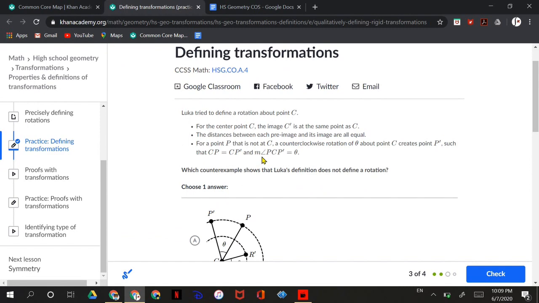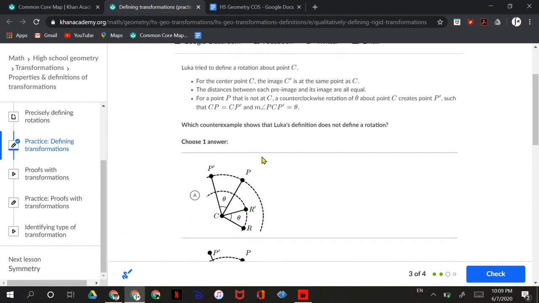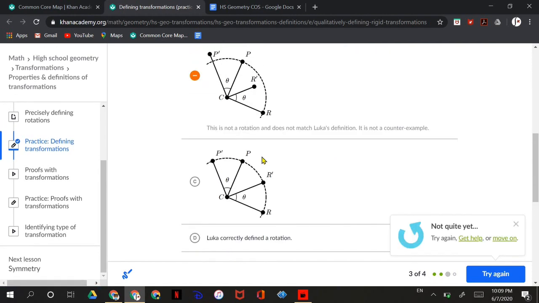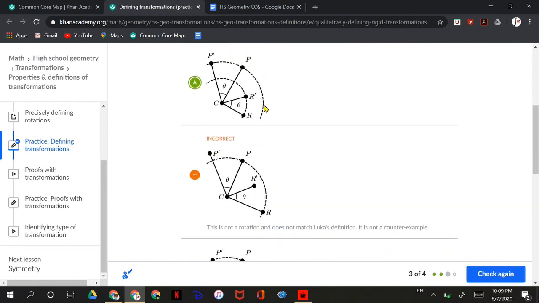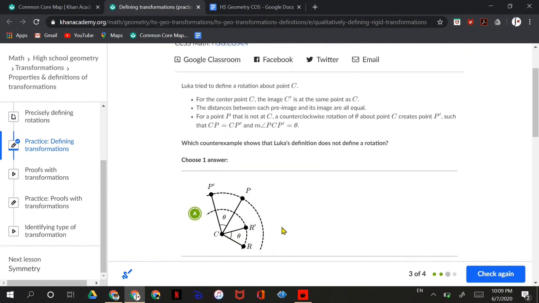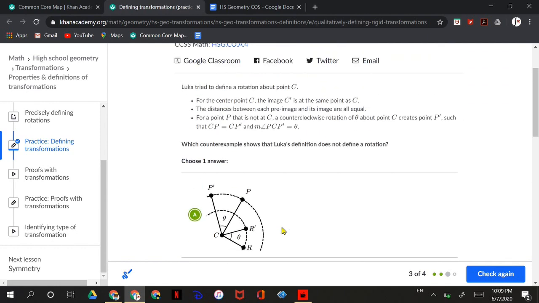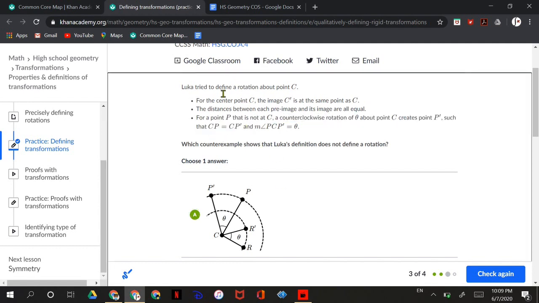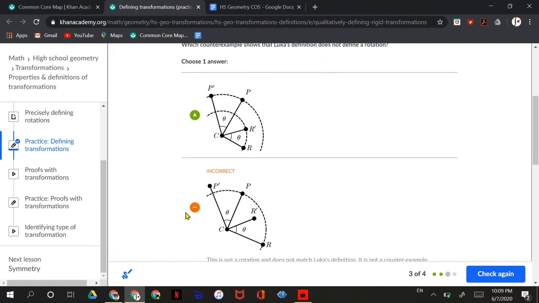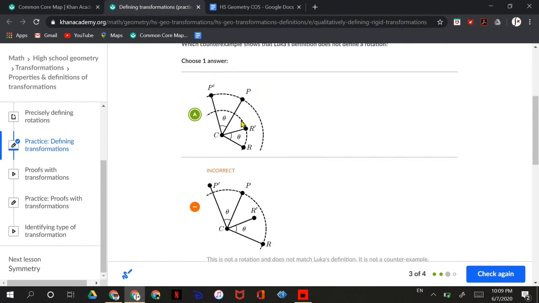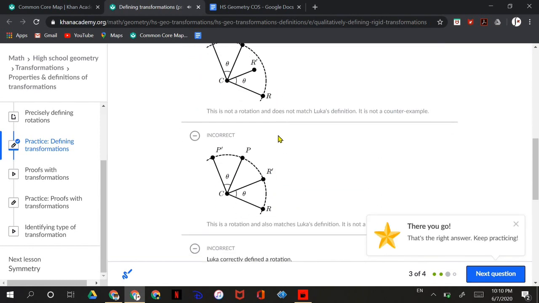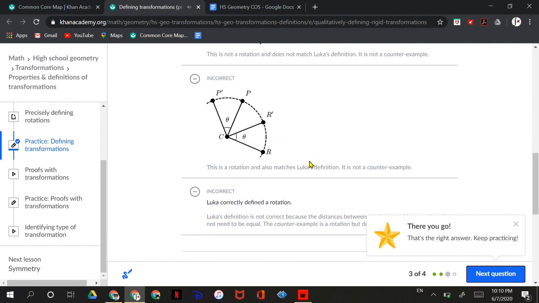I think. Oh my gosh, the disrespect, fam. I got this question wrong. Okay, this is not a rotation, and it doesn't match Luke's definition. So, it's okay. I didn't see that he said CP has to be congruent to CP'. In that case, this is not a counterclaim. Oh, yikes. Yeah, it'll be this, because this is a rotation and also matches his definition, so it's not a counterclaim. But he did not fully define it. Okay. I am fully ashamed of myself.